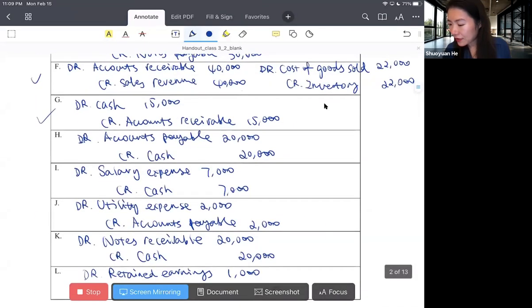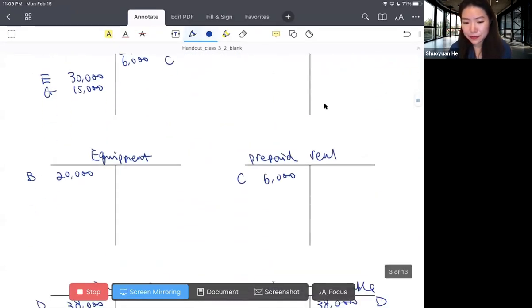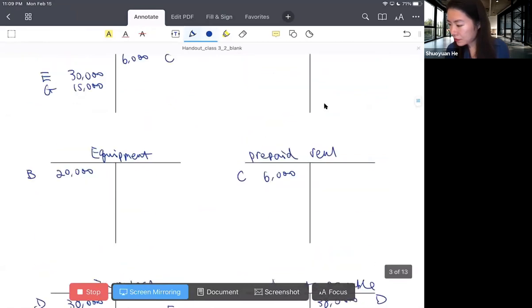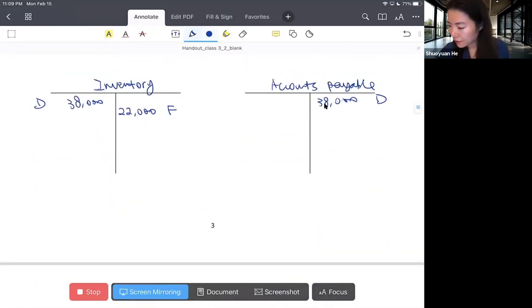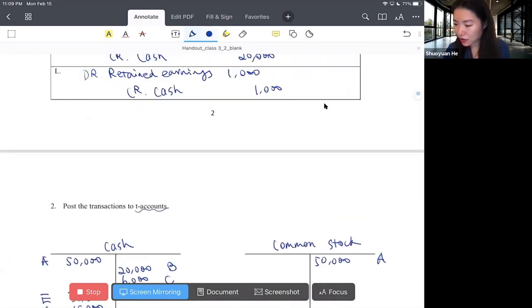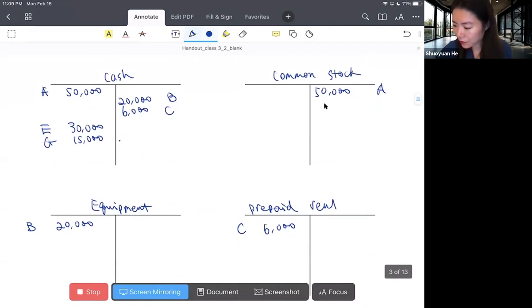Next one, transaction H. Debit accounts payable 20,000, credit cash 20,000. So accounts payable 20,000, transaction H. Credit cash 20,000, transaction H.